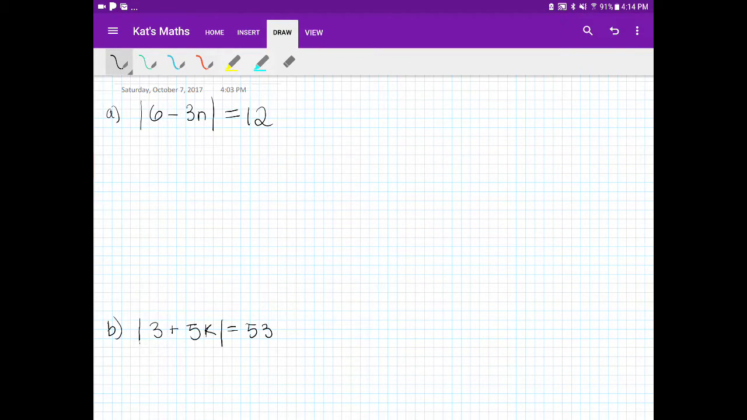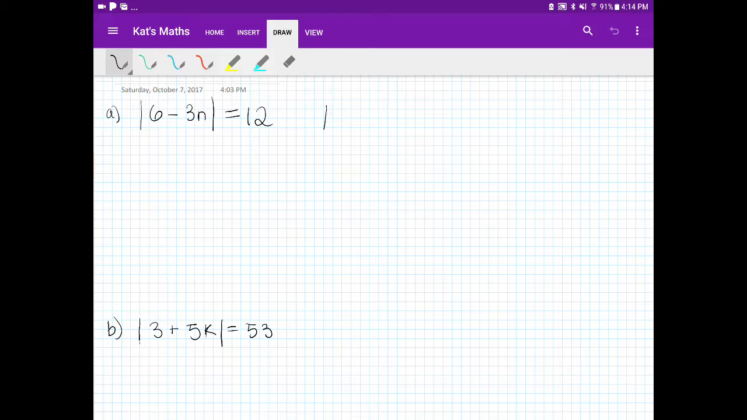So here's a cat maths all about solving absolute value equations. In the first equation, I have the absolute value of 6 minus 3n, and it's equal to 12. With the absolute value, no matter what you put in here, you're going to get a positive number. So there's actually two scenarios where we could get 12, right?